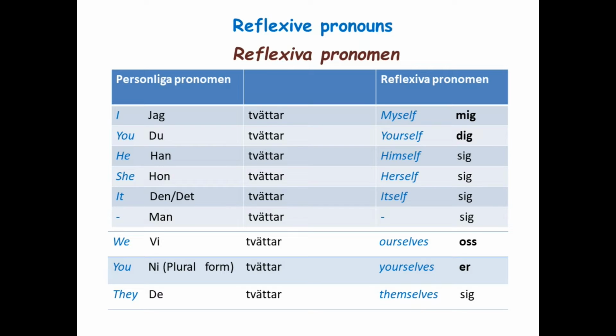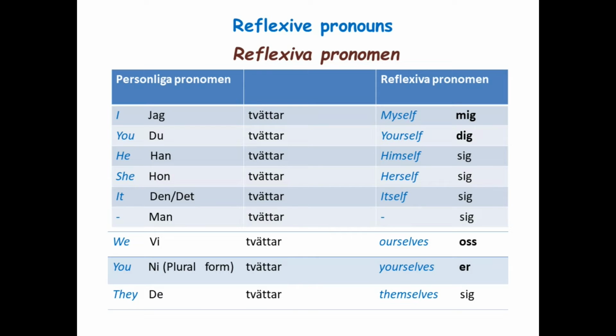It becomes sig. Here, you can notice that I wrote blank because man in Swedish refers to anyone or any person in general. So, man becomes sig. Next is we becomes oss, you becomes er, they becomes sig.